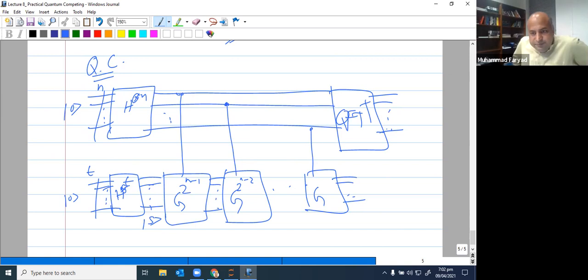Okay, is there any question regarding the quantum counting algorithm?